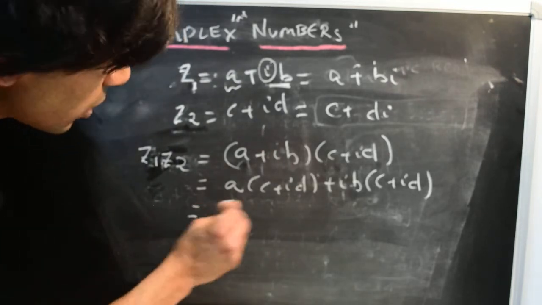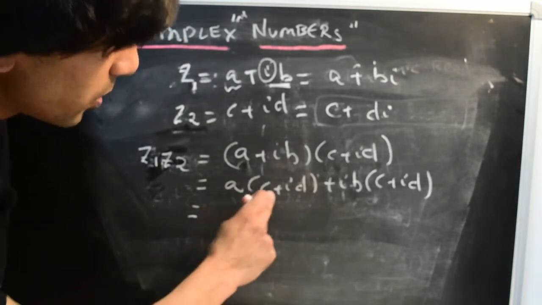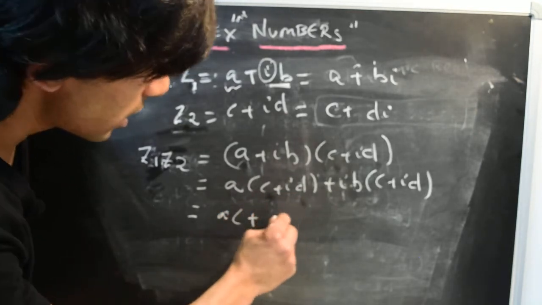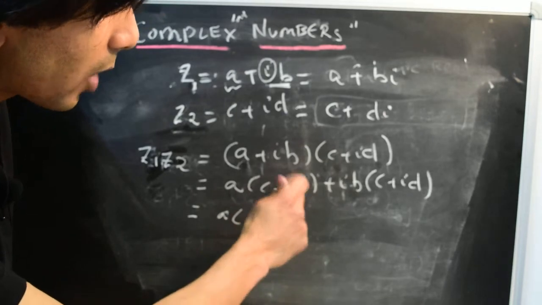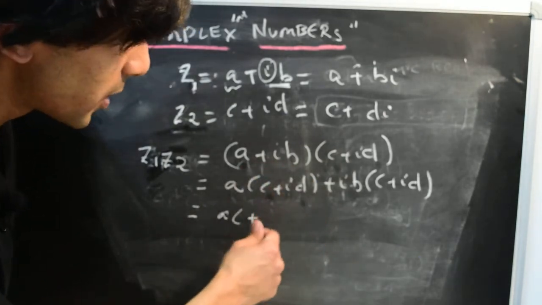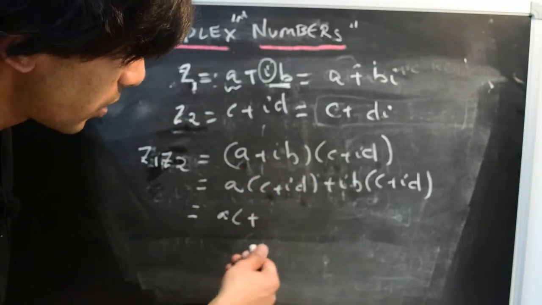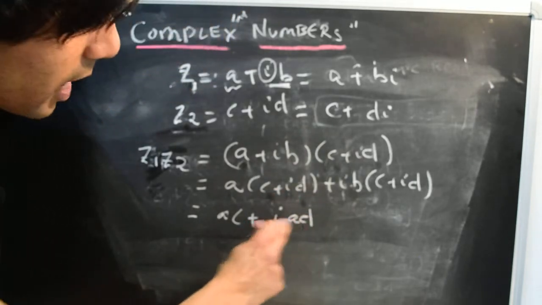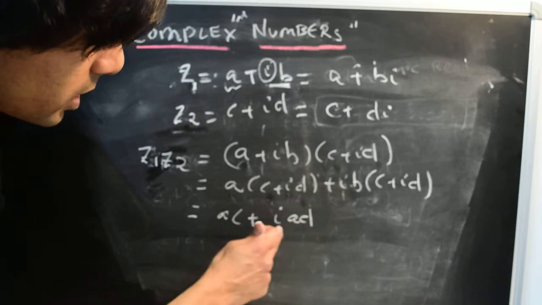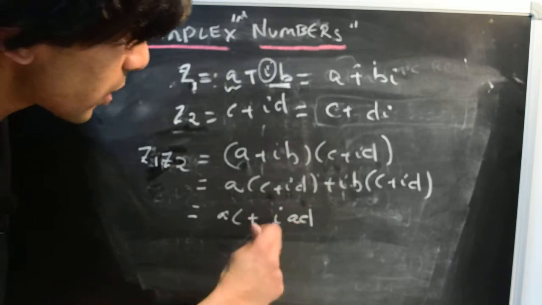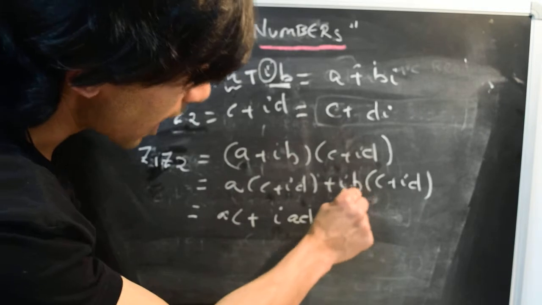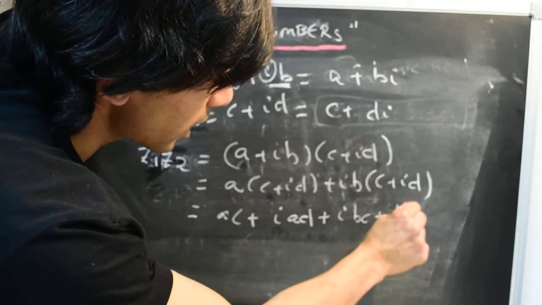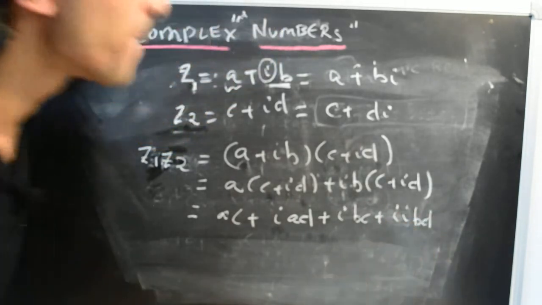So given this definition, we can distribute this multiplication over addition. This gives us a times c plus, again, we'll allow I to commute with the real numbers that it's operating with, so we have I times ad. We could have written I anywhere in this expression, but just for simplicity, I'm writing it as the first symbol. So I times ad, and then we have I times bc plus I times b times d.